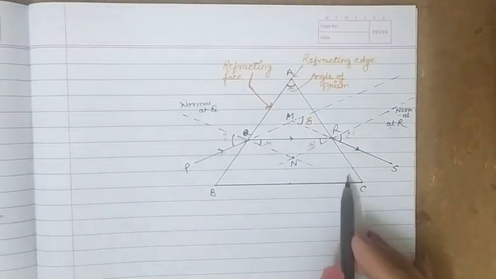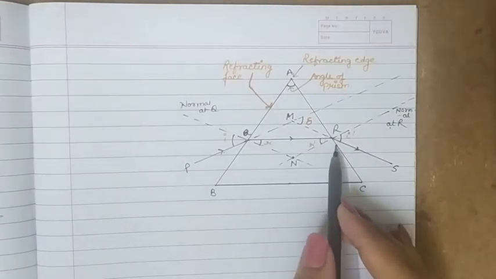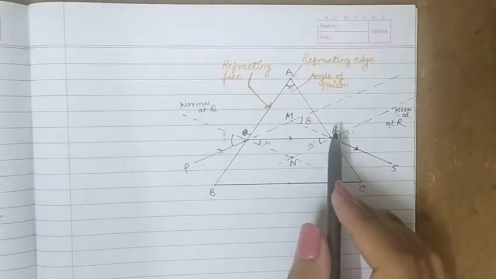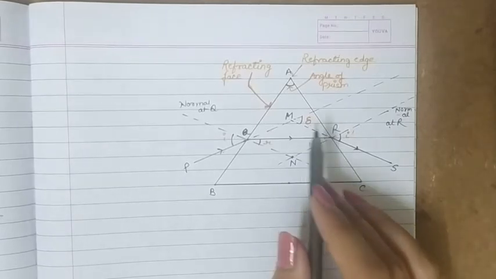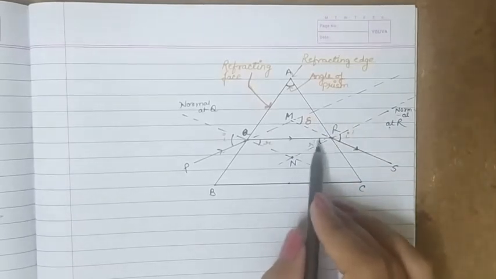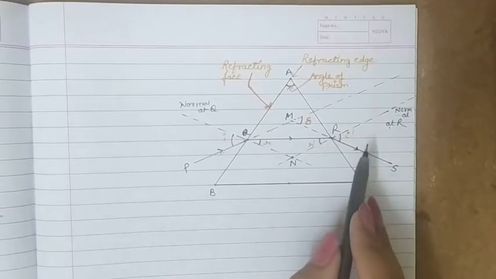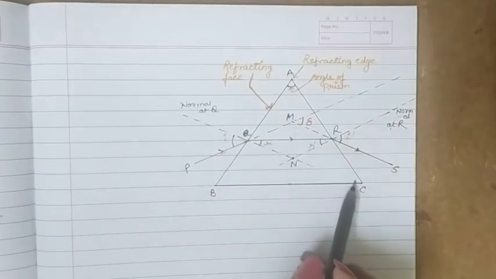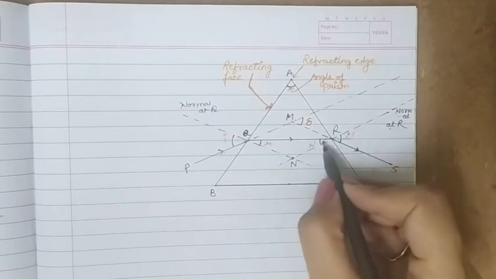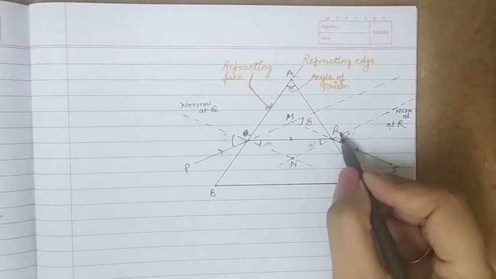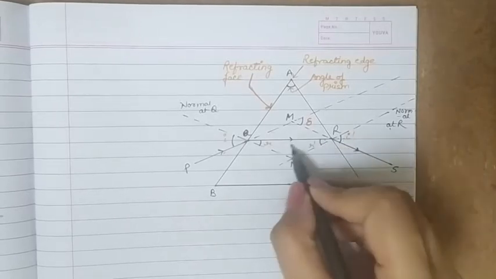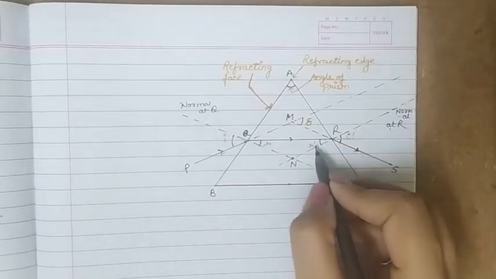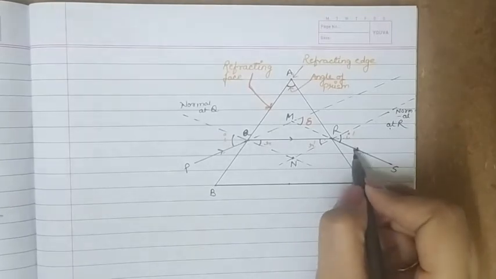This time, because of refraction, it is moving from denser to rarer medium. If the prism is made of glass, then the ray is moving from glass to air, from denser to rarer medium. That's why it bends away from the normal. The ray QR, when incident on the face AC, should go like this, but it bends away from the normal. So angle I dash, which is the angle of refraction for the ray QR and the emergent angle for the ray PQ, is greater than R dash, since the ray is bending away from the normal.